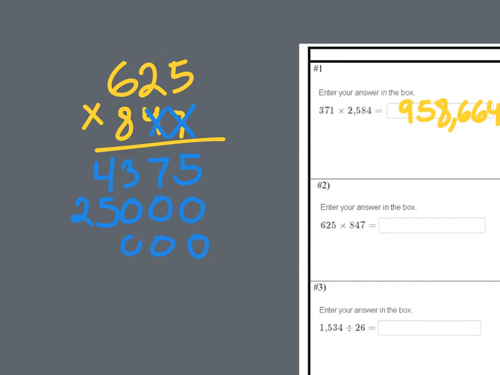8 times 5 is 40. Carry the 4. 8 times 2 is 16. Add 4 makes 20. Carry the 2. 8 times 6 is 48. Add 2 makes 50. Let's add up our partial products. 5 plus 0 and 0 makes 5. 7 and 0 makes 7. 3 and 0 makes 3. 4 and 5 makes 9. 2 and 0 makes 2. And the 5 is just by himself. So our answer is 529,375.